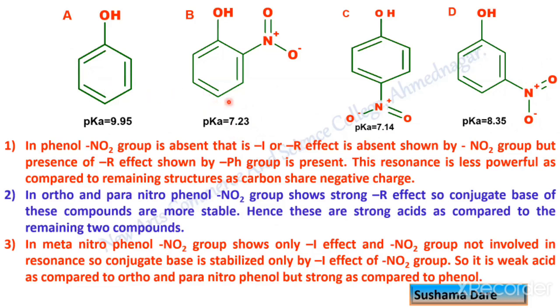So in case of ortho, what are the different effects present? This aromatic ring shows electron withdrawing resonance effect, and this NO2 group also shows electron withdrawing resonance effect at the same time. In case of para, again the nitro group shows electron withdrawing resonance effect, but in case of meta, the nitro group shows electron withdrawing inductive effect. Let us discuss one by one.